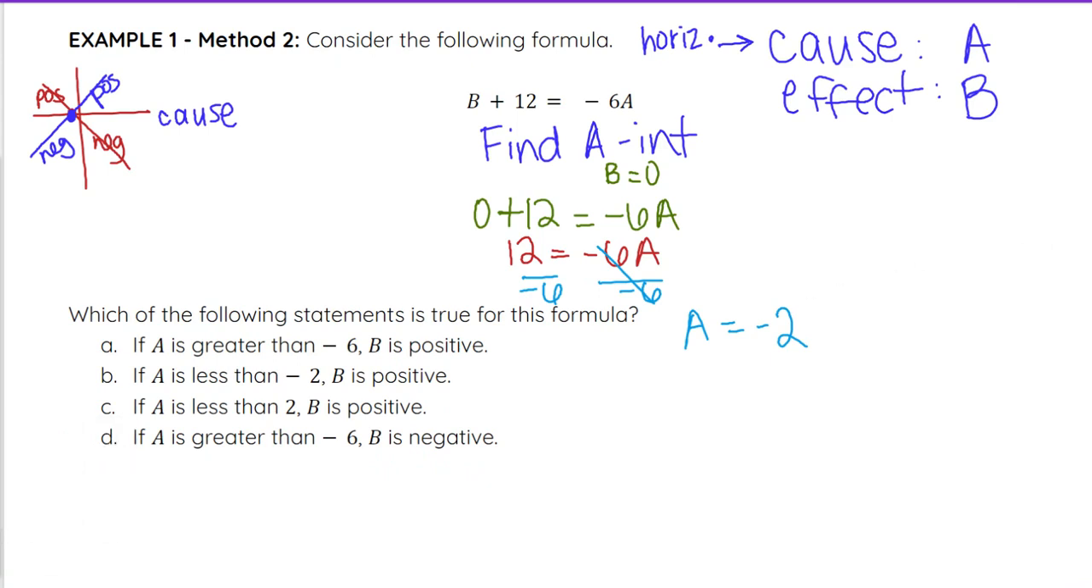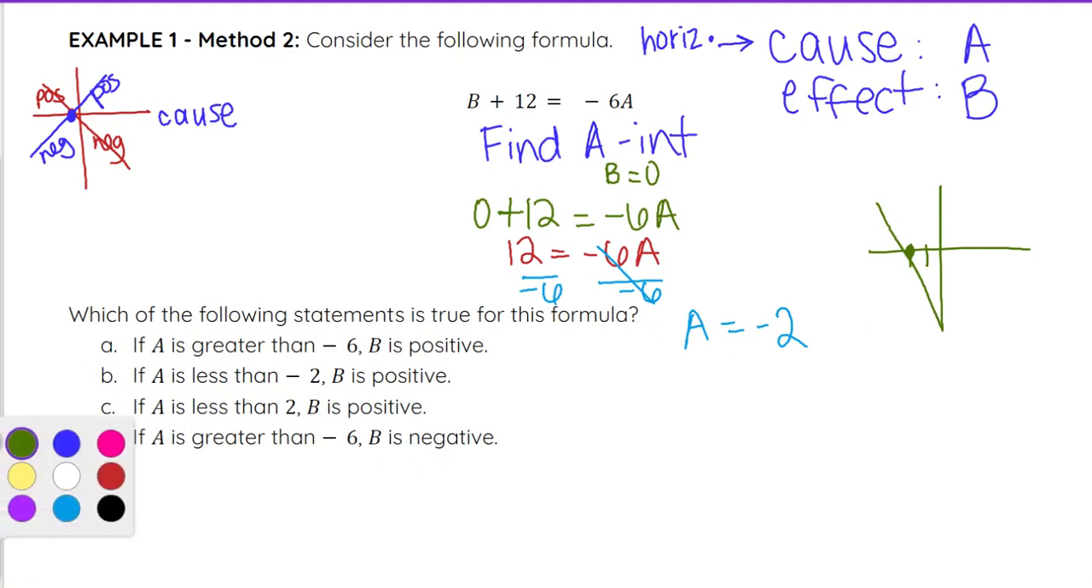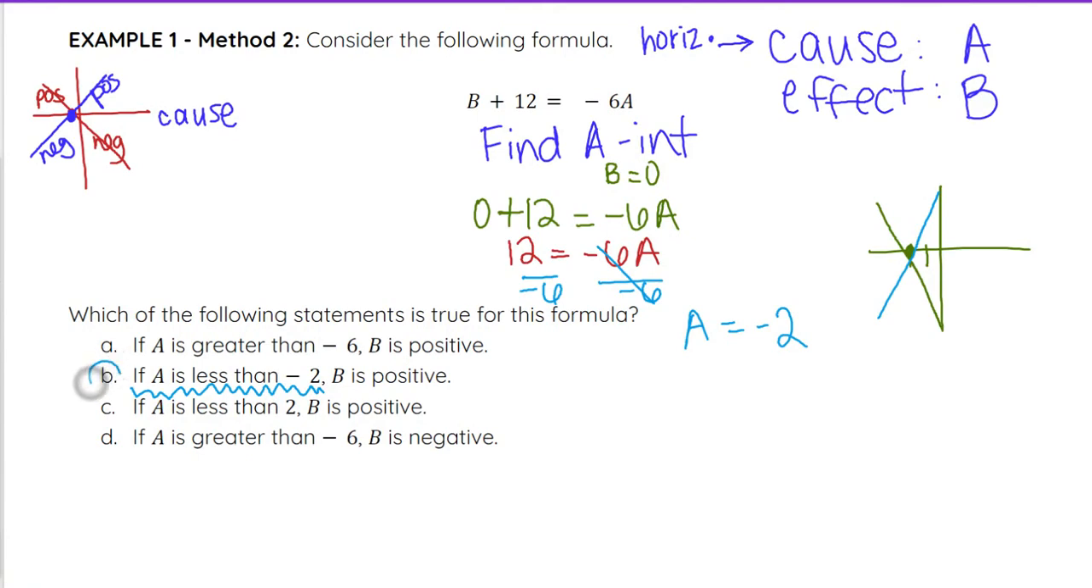And if A equals negative 2, that tells us the turning point. So again, while we are not necessarily graphing this exactly, we know that negative 2 is the point where it either goes from positive to negative or it goes from negative to positive. So that is the turning point or the changing point. So looking through these options, the only one that talks about if A is less than negative 2 is going to be that choice B, that option B.